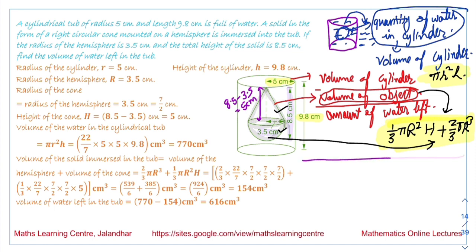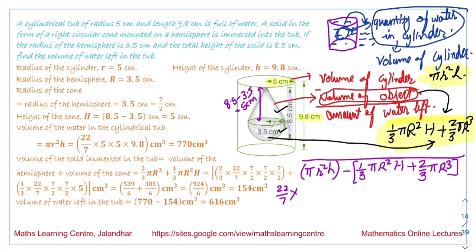So we are writing the volume of the water displaced will be pi r square h minus 1 by 3 pi capital R square h plus 2 by 3 pi capital R cube. So the answer we will get is 22 by 7 into the radius of the cylinder, which is 5 into 5 into 9.8. This is the volume of this cylinder. Then it is minus 1 by 3 into 22 by 7 into the radius.